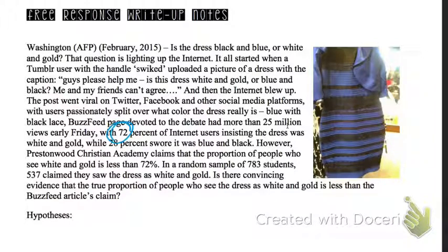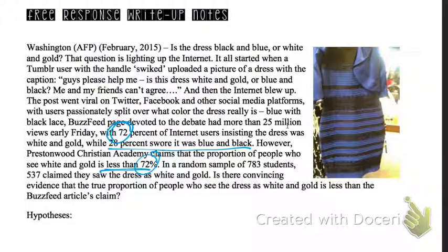72% of internet users said white and gold, 28% swore it was blue and black. However, Prestonwood Christian Academy claims that the proportion of people who see white and gold is less than 72%. That is you. Y'all think it's less than that.